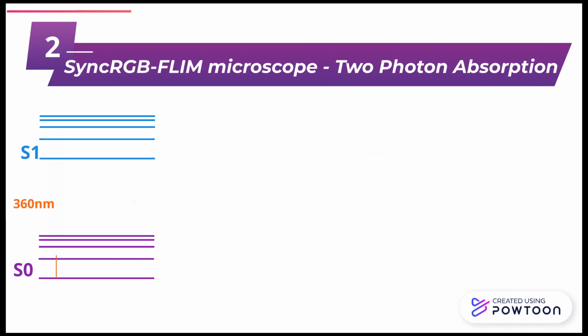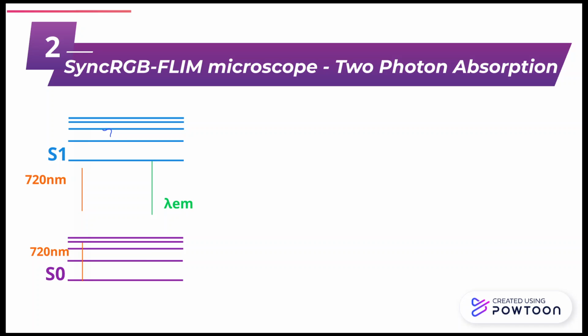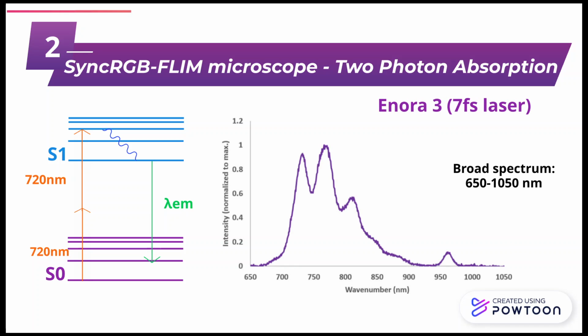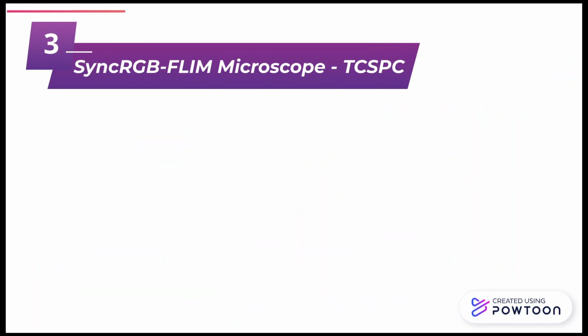We use two-photon absorption microscopy as a fluorescence imaging technique. The excitation is done with near-infrared photons of longer wavelength than visible light photons, and by arriving close together in time, the energy of the two photons is summed and is sufficient to excite fluorophores. For this, we use a femtosecond laser with a broad spectrum between 650 and 1050 nanometers that can excite many fluorophores simultaneously. This microscope is combined with time-correlated single-photon counting detection for FLIM imaging.